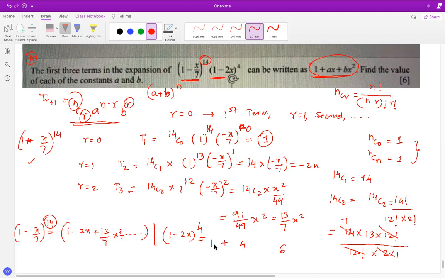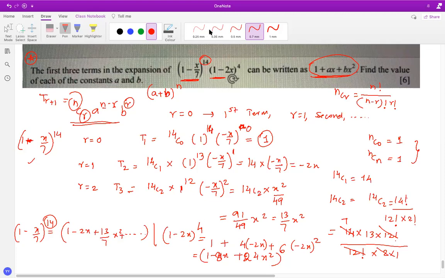And then I'm going to put negative 2x as b. So negative 2x to the power 1. Actually, it starts with negative 2x to the power 0, 1, and then negative 2x to the power 2. So what we get is 1 minus 8x plus 4 times 6, which is 24 x squared. So we have got these three terms of both the brackets.